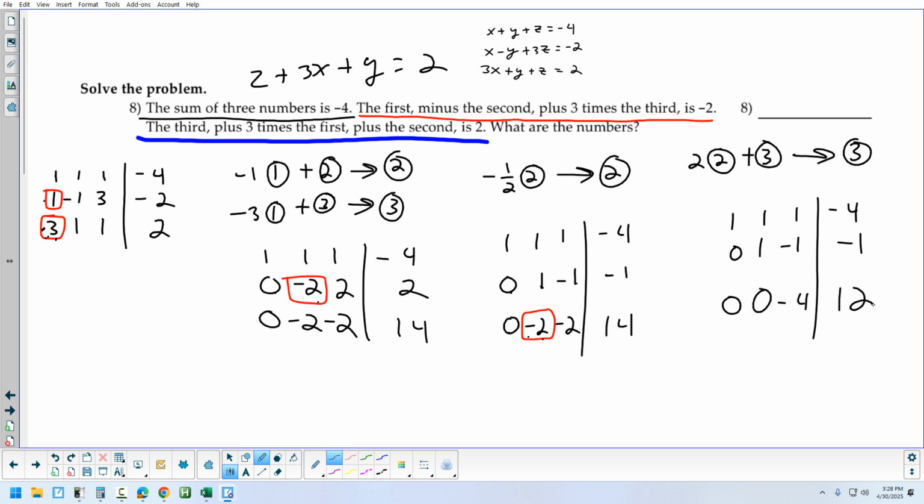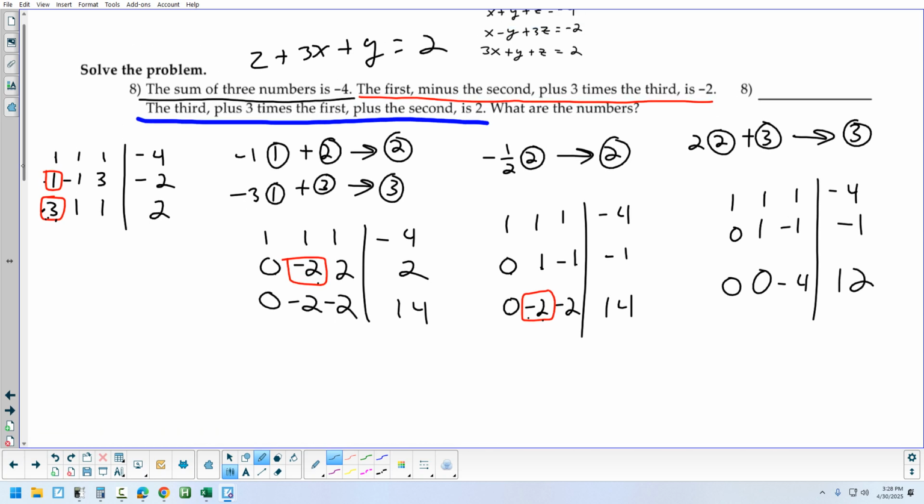We've gotten it the way we want it. We want to take that last row and translate it back into an equation. What does that last row tell me as an equation? Negative 4z equals 12. Yep. So now we can solve for z. What will z come out to? Negative 3. Yep.